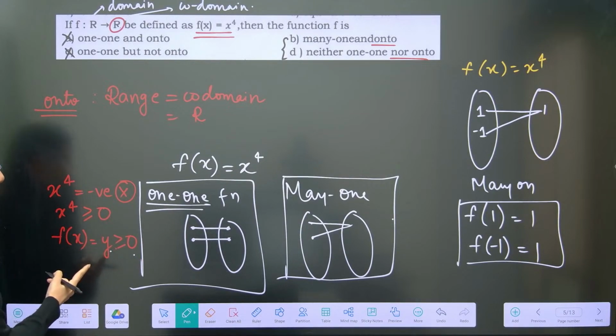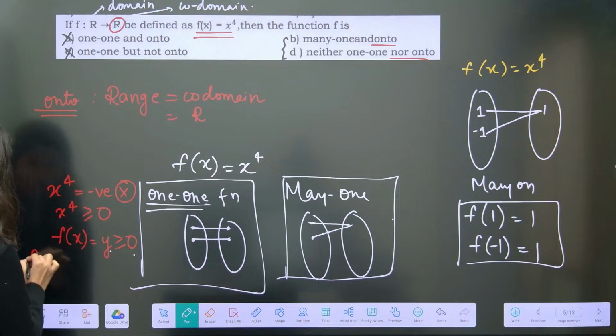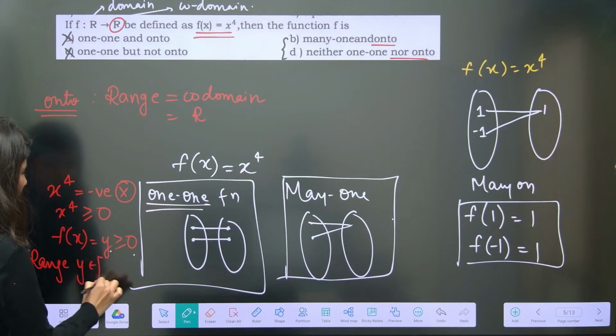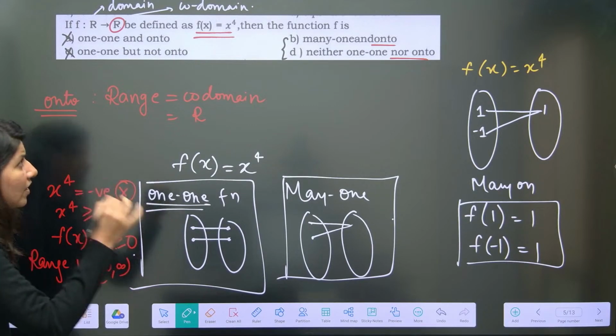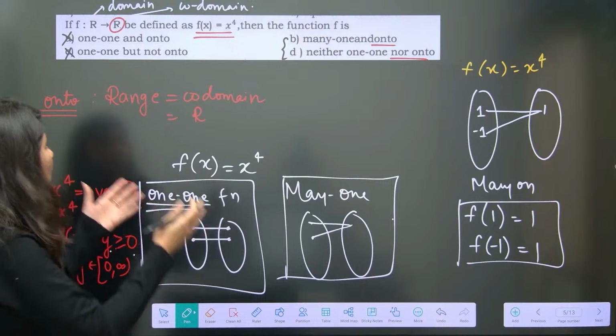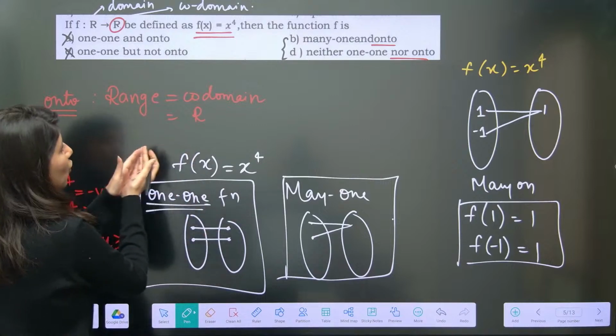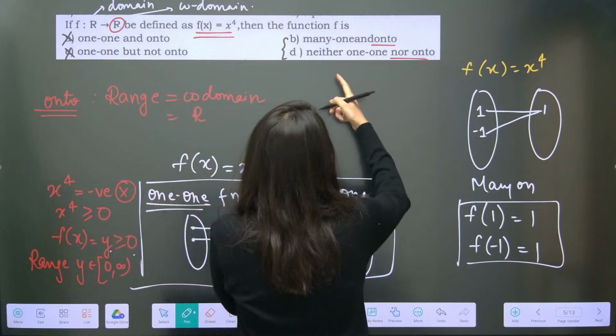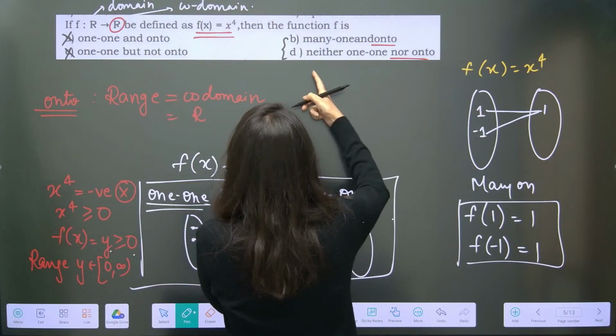So your range is coming out as what? This is your range. Range of the function, y belongs to 0 to infinity. You can never ever get a negative value. That means range and codomain are not equal in this case. So that is why your option, which option is correct?